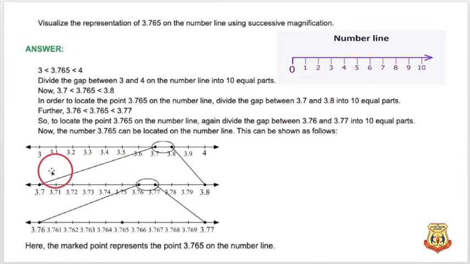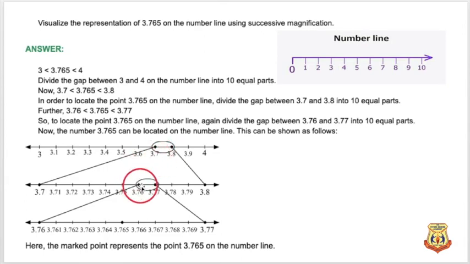Right? So 3 and 4 we will divide into 10 equal parts. Previously I have shown you how to divide. So 10 equal parts I have done here: 3.1, 3.2, 3.3, this way up to 3.9. Now look at this. You have to highlight this part. What is that? 3.7 and 3.8. Why I have highlighted this one? Because my question is 3.76. So definitely 3.76 will fall in between 3.7 and 3.8.